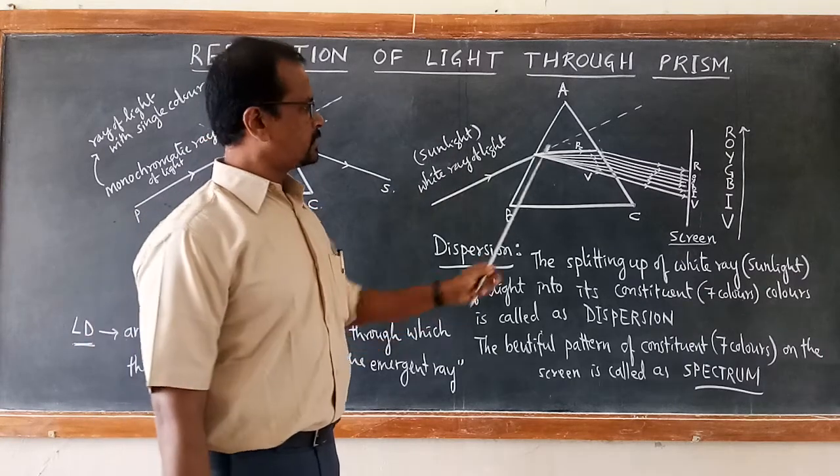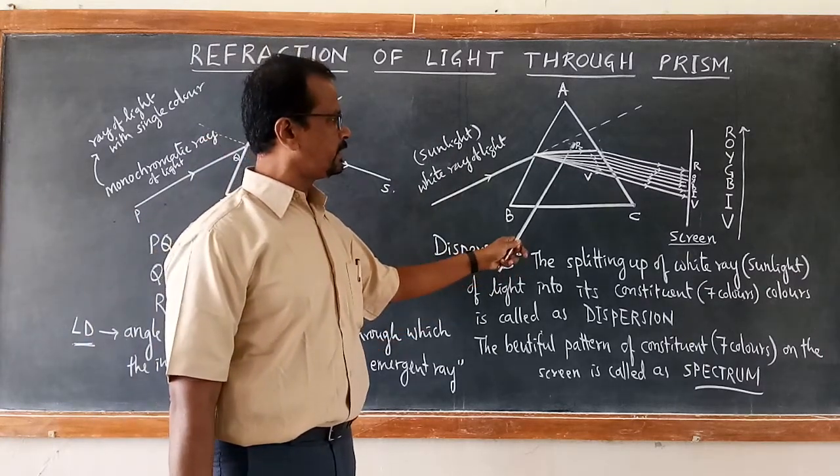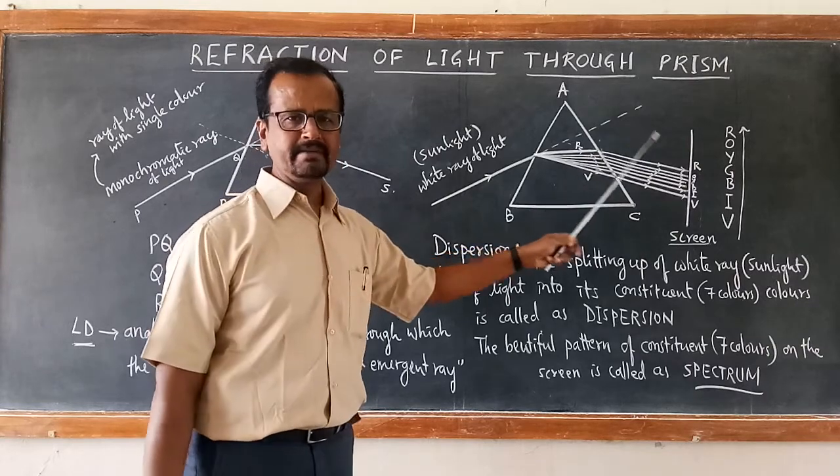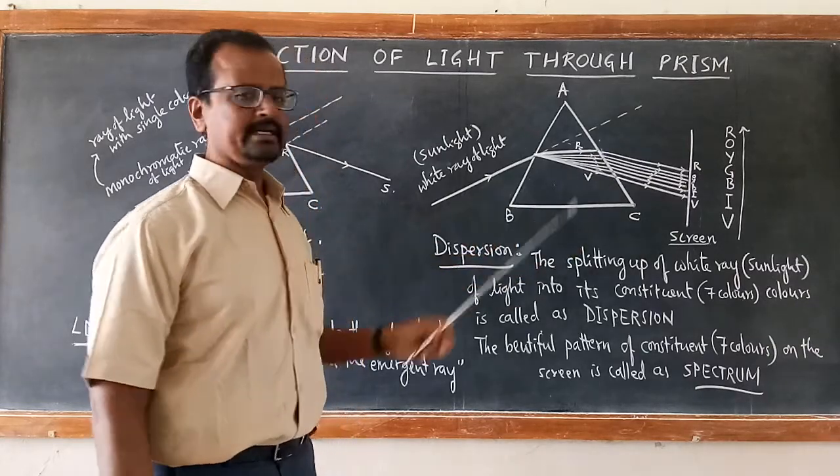I think you got it. The angle of deviation D for red is minimum and the angle of deviation for violet is maximum.